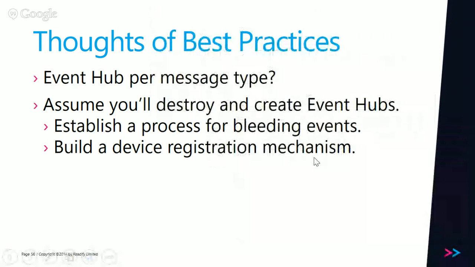The next thing you're going to want to do is, in the design of your system, assume that you're going to be creating and destroying event hubs all the time. So don't create a tight coupling between your code and a particular event hub. Establish a mechanism so that both your consumers and your publishers can change the event hub that they're talking to, and that means you need a mechanism for bleeding the final event sitting in an orphaned event hub. And then, as I've said before, build a device registration mechanism.